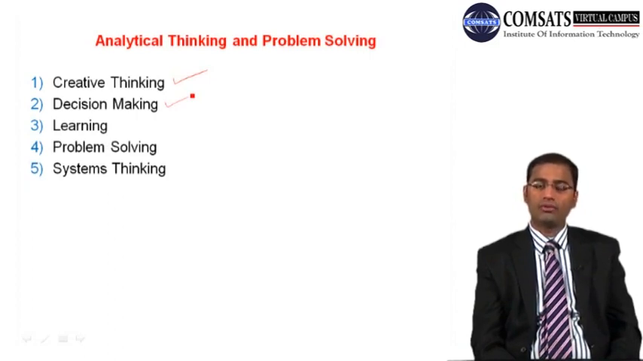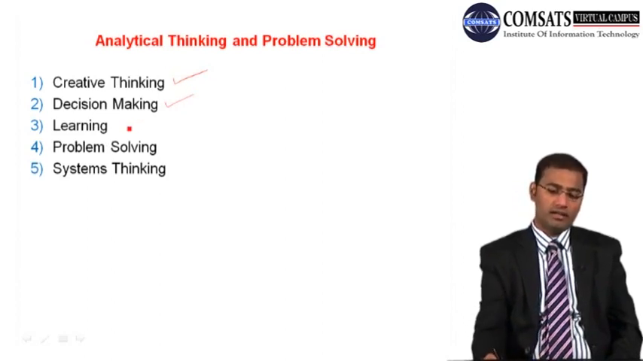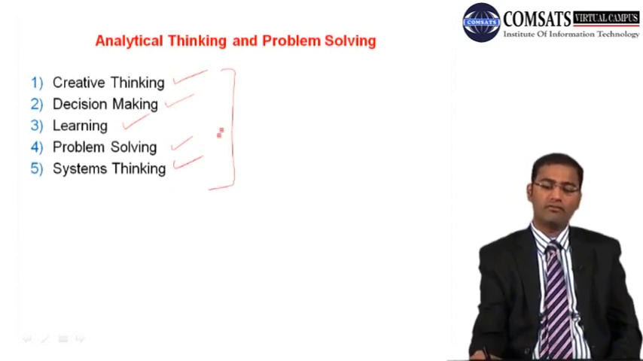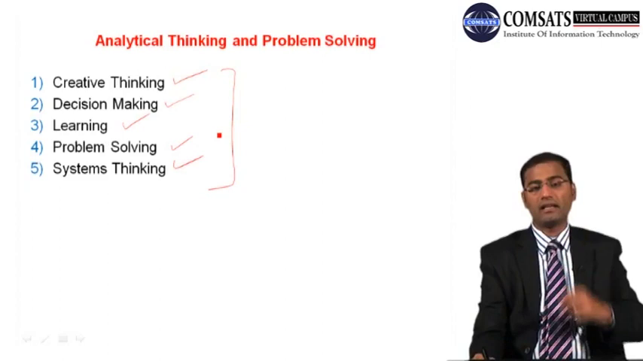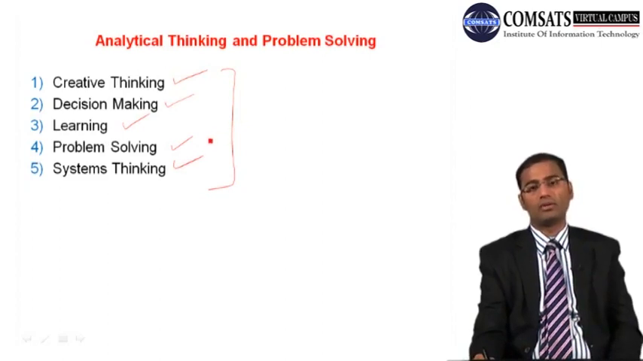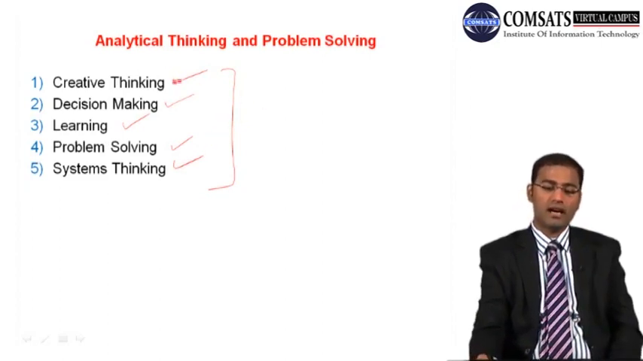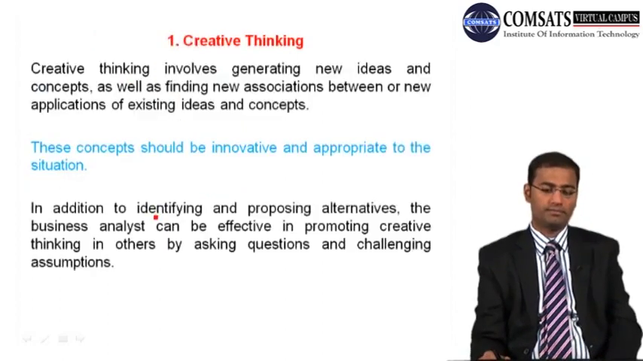Like how good one is at learning and problem solving, how one solves problems, and systems thinking. So these are the things which we are going to cover. There are 5 competencies in the analytical thinking and problem solving group of competencies. So let's start with creative thinking.